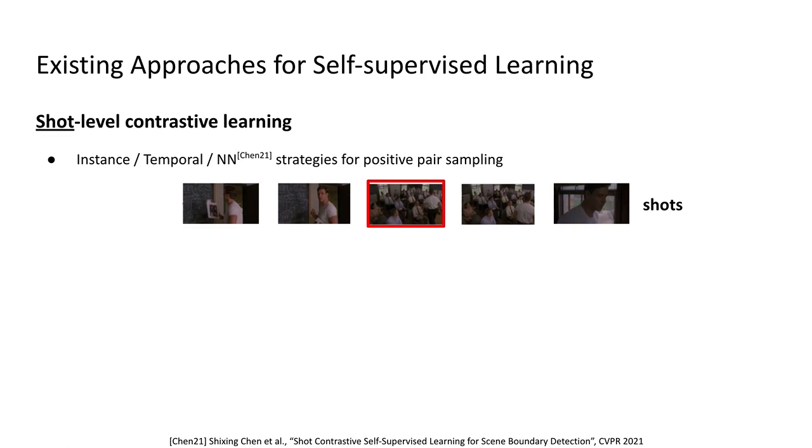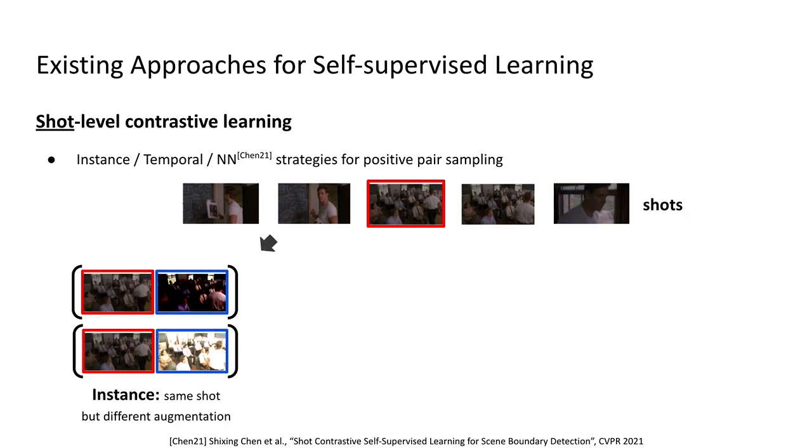The existing pre-training approach is shot-level contrastive learning. It aims to learn better representations of individual shots, so it can easily capture the coherence or difference between shots. There are three strategies to sample positive pairs for contrastive learning: instance, temporal, and nearest neighbor. Let us consider 5 shots and talk about how to select a positive pair in each method.